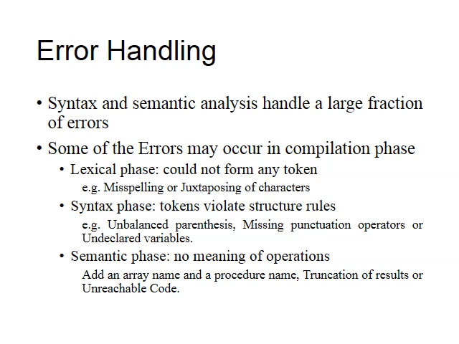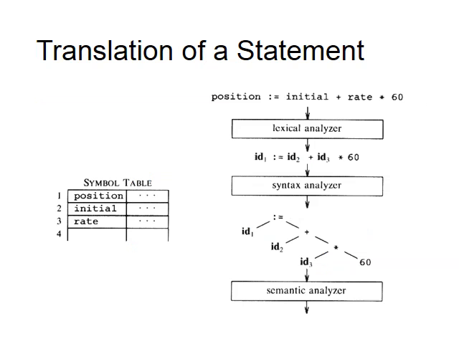Consider semantic phase. That means no meaning of operation. Suppose an array name and procedure name is adding up. Truncation of results or unreachable code. In code optimization phase, error occurs when the result is affected by the optimization. And in code generation, it shows errors when code is missing. So all about the phase of compiler.